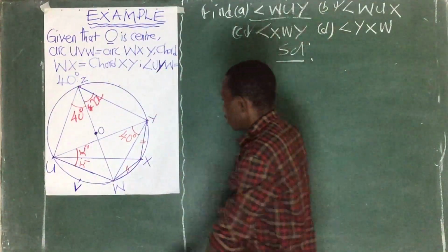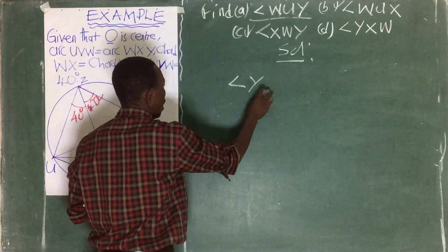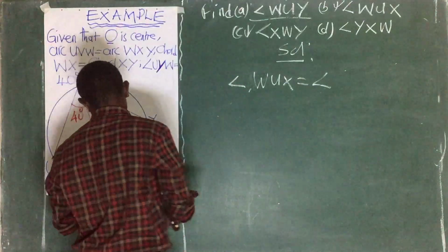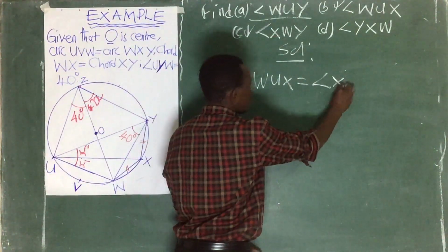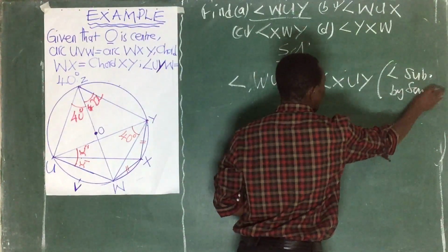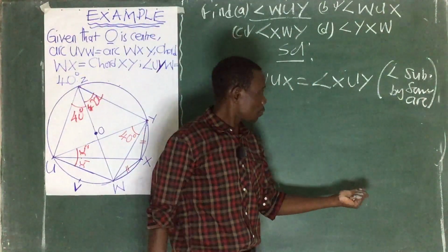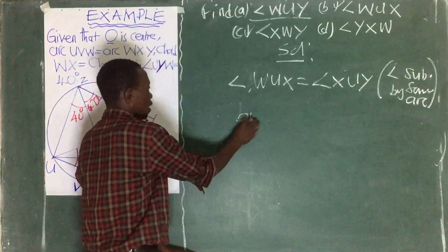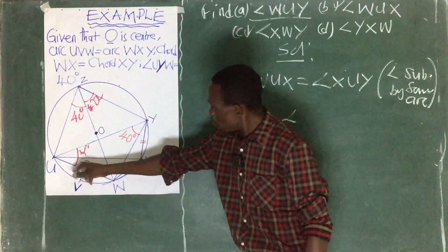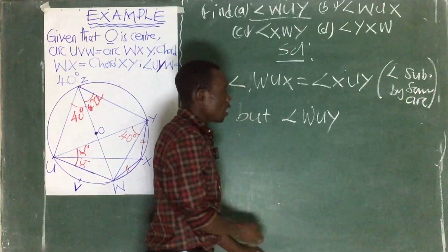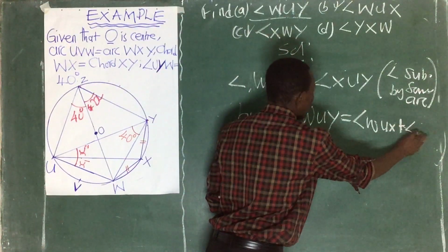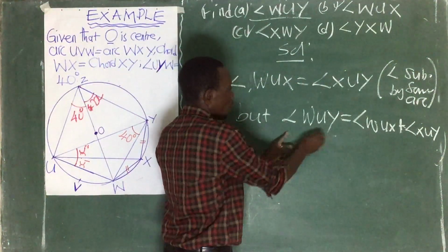First you write this way: look at angle WUX. First of all, it is equal to angle XUY. Why? Angles subtended by the same arc, or talk of a chord. Right. Now, but look at this one. Write this one: but angle WUY is equal to the summation of the two, WUX plus angle XUY. This plus this one gives you one angle.